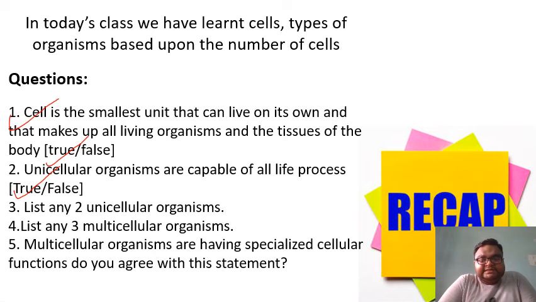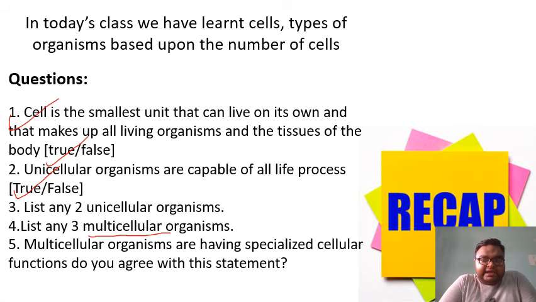Now the third question is a very easy question. You just need to tell me the names of any two unicellular organisms that you know. I'll just give you 15 seconds to think about this question, not more than that. So your answers are amoeba, euglena, paramecium. Very good. Now, students, you need to list any three multicellular organisms. Here you see the word multicellular organisms. I'll give you 30 seconds to think about it. You can look around yourself also to find the answer.